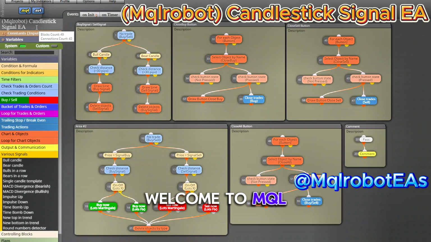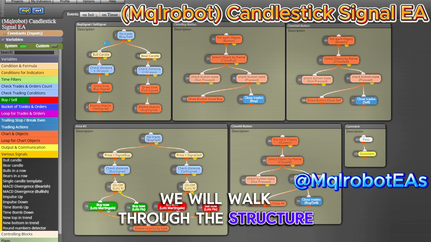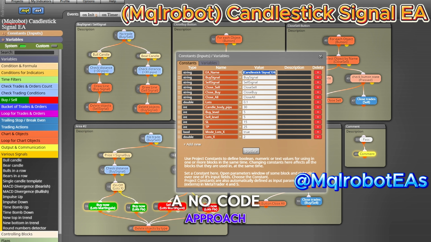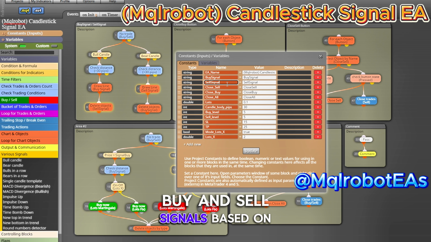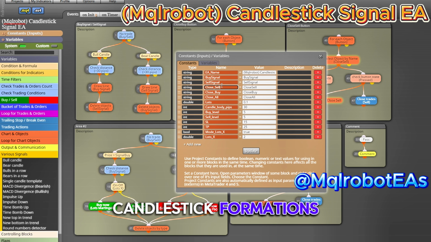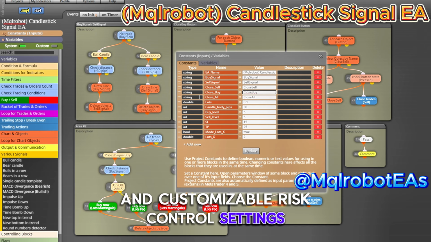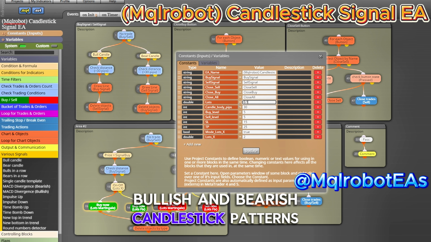Welcome to Mqlrobot EAS. In this video, we will walk through the structure and core logic behind the Candlestick Signal EA, built entirely with FXdreema using a no-code approach. This expert advisor focuses on generating buy and sell signals based on candlestick formations, price distance validation, and customizable risk control settings. The EA begins by detecting bullish and bearish candlestick patterns.